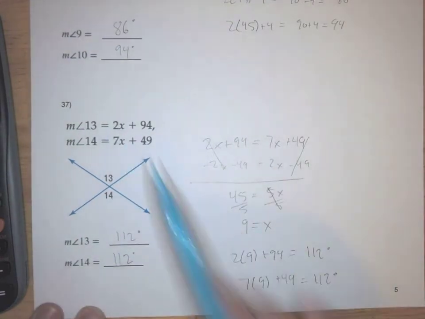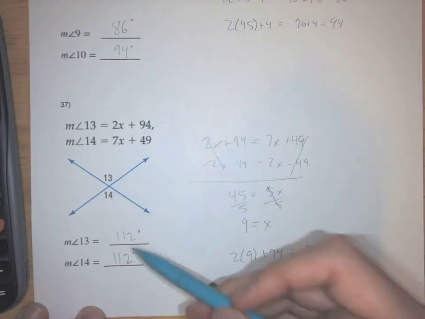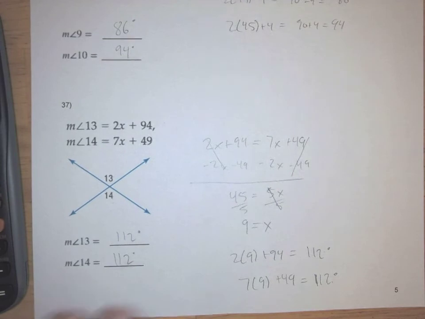So the expressions themselves, we can plug the x back in and get the same angle, which kind of verifies the fact that they have to be congruent. So it looks like we did it right.